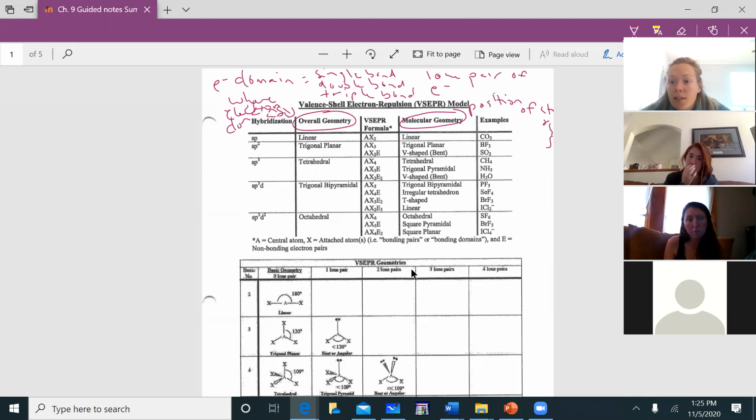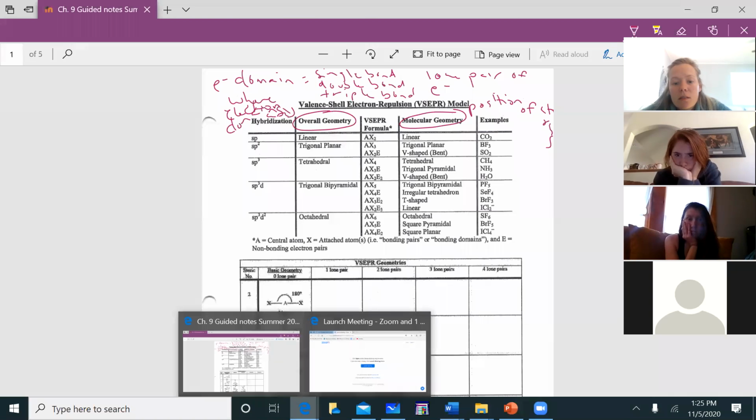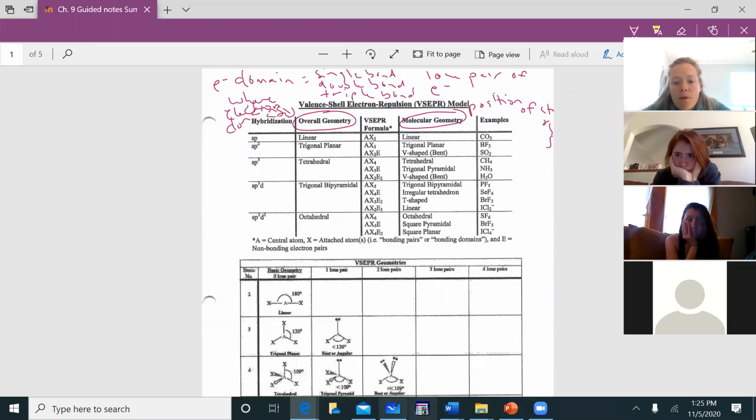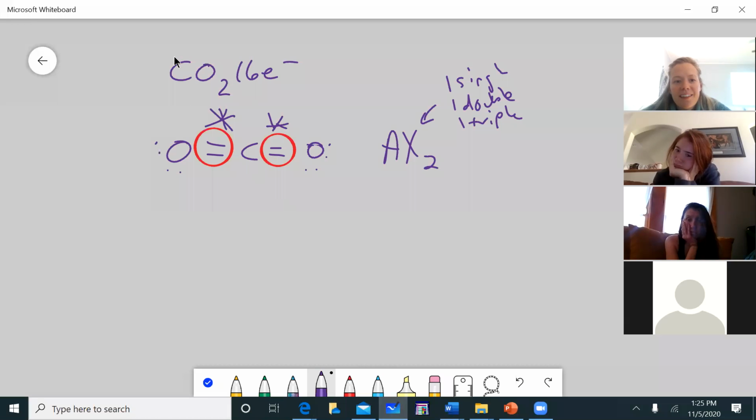If you don't have any lone pairs of electrons on the central atom, you only have bonding pairs, your overall geometry and your molecular geometry will be the same. So if you see here, there's no E here, same. No E here, same. No E here, same. They start to change. Your overall geometry will become something different from molecular when we start adding those lone pairs. So the shape for carbon dioxide, CO2, is going to have a linear structure.